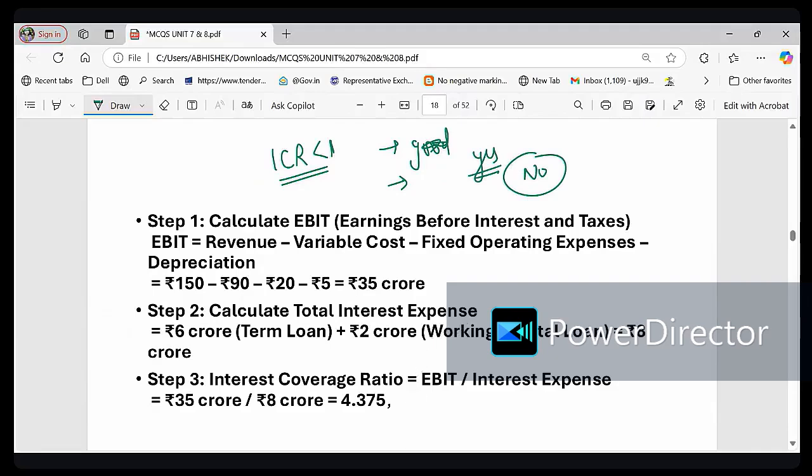Suppose ICR is less than 1. What will happen? Type yes if you think that the bank will extend further loan and type no if the bank will not extend further loan. ICR, interest coverage ratio, right? Just waiting for your response.